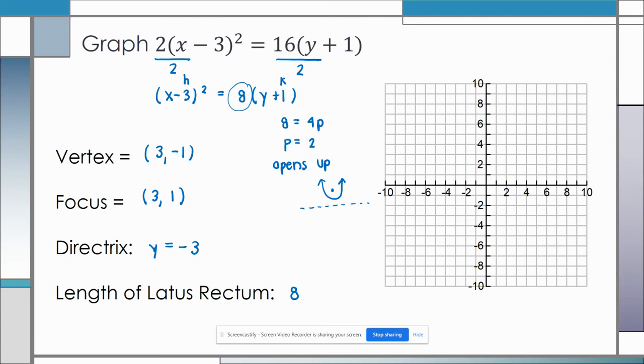So now if I start plotting my points, (3, -1) is my vertex. (3, 1) is my focus. y equals -3 is that horizontal line, which is my directrix. And because I know the length of my latus rectum is 8, from the focus point, I'm going to cut it in half, and I'm going to go 4 to the right, 1, 2, 3, 4, plot my point, and from the focus point, go 1, 2, 3, 4 to the left, and those then are the points that get connected to the vertex to create the shape of our parabola. And there's our graph.